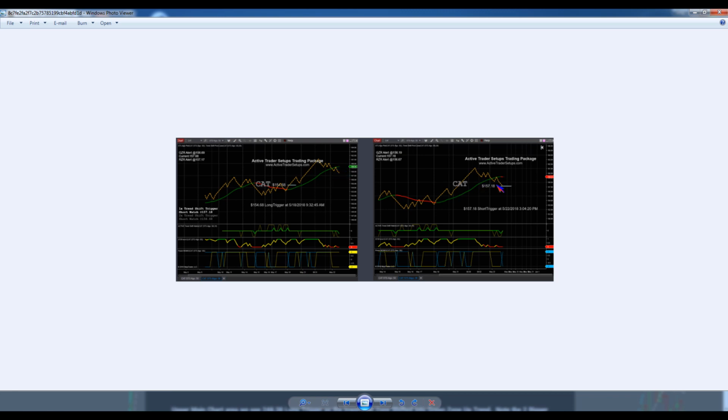Now, when it gets up here, it's constantly got this box in the corner. The box was here, telling you the trigger price, 157.18. You can see that as soon as it triggered, it plotted it, and it put the time and the price right on your chart.